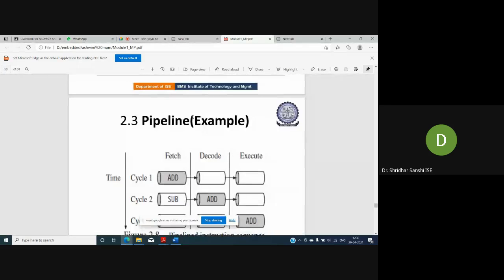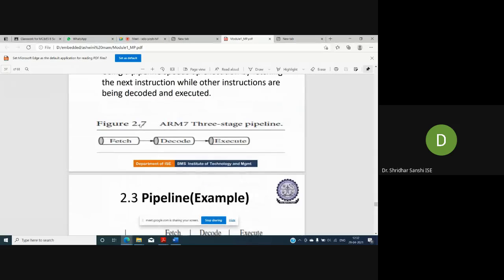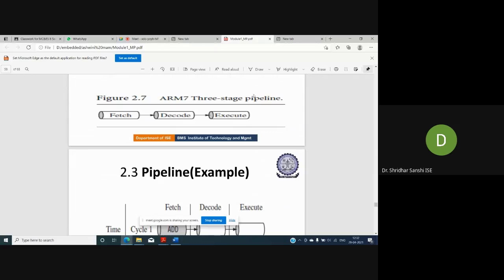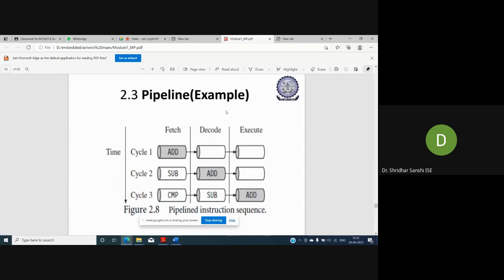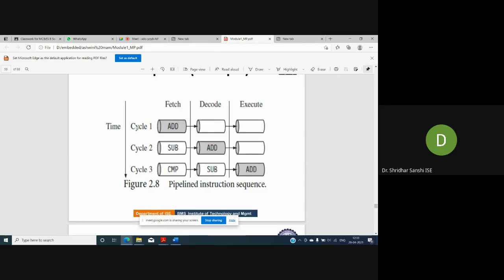Whenever we are using ARM7, we have a 3-stage pipeline. You can see here, initially this is one cycle, this is another cycle and this is the third cycle. So in the example we have 3 cycles. What happens when we are executing cycle 1? We are just fetching the add instruction. So we are fetching one instruction.